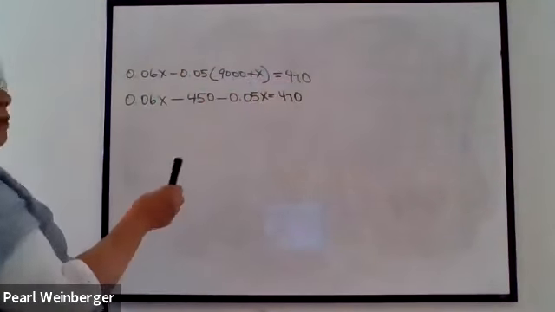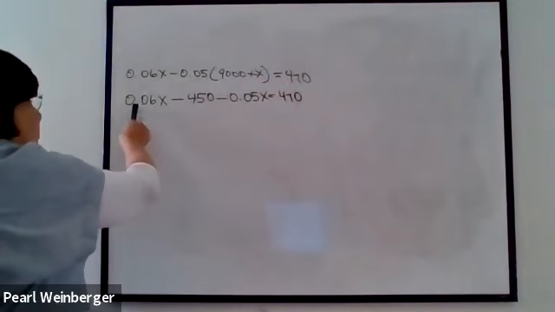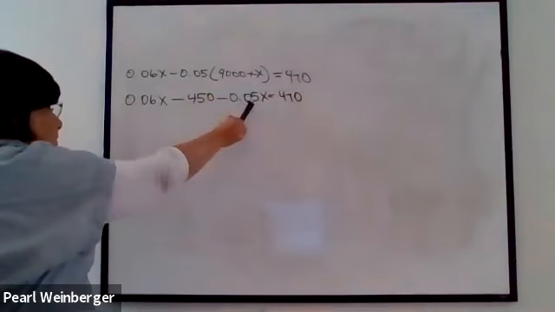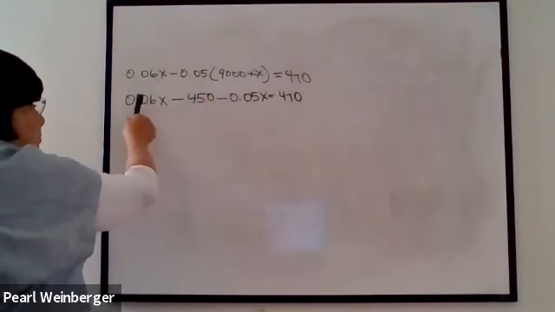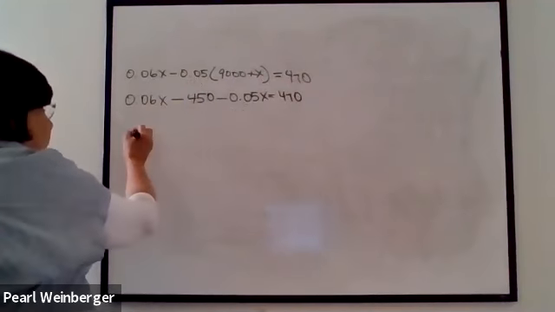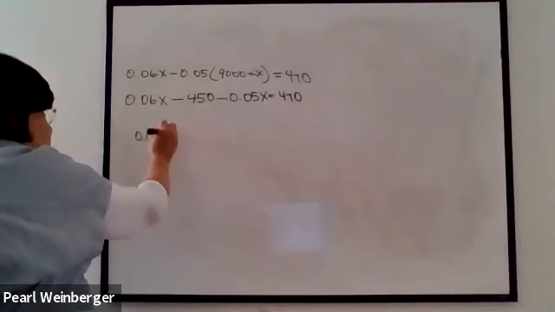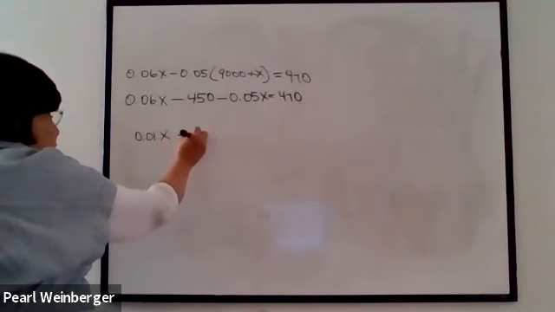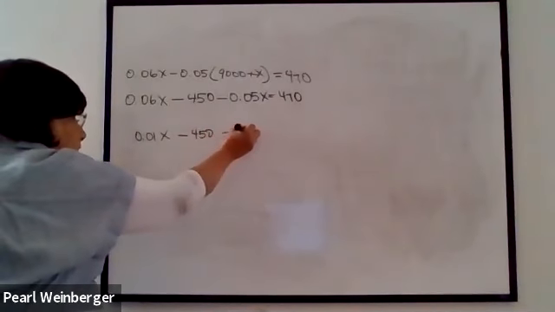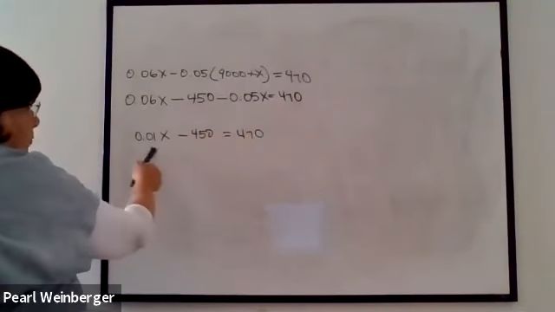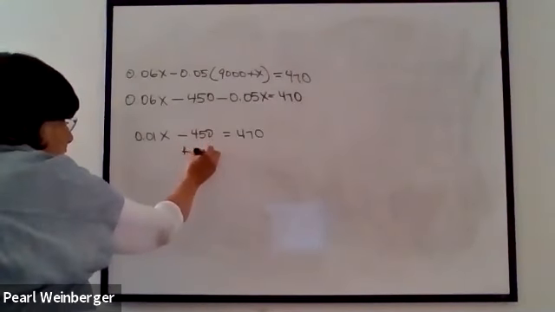Okay, now we want to combine the like terms. We're doing exactly what we did before. And the like terms are the 0.06x and the negative 0.05x. And when I do 0.06 minus 0.05, I get 0.01. So it's 0.01x minus 450 equaling 470. And of course, now I want to get the x's alone, so I'm going to add 450 to both sides.